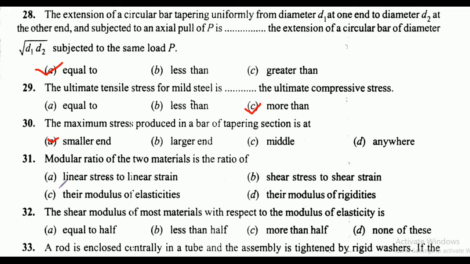Okay. Next is the modular ratio of the two materials is the ratio of, here friends, these are the options, and here correct answer is option C, that is their modulus of elasticities. Modular ratio of two materials is the ratio of their modulus of elasticity.